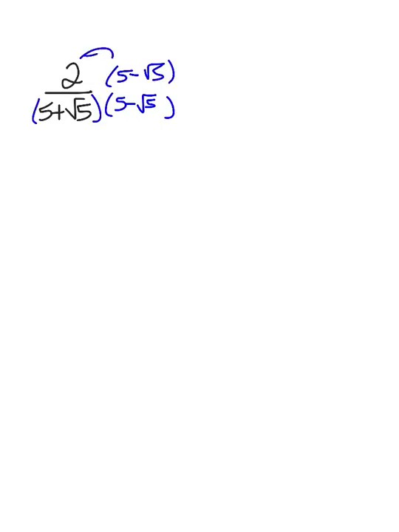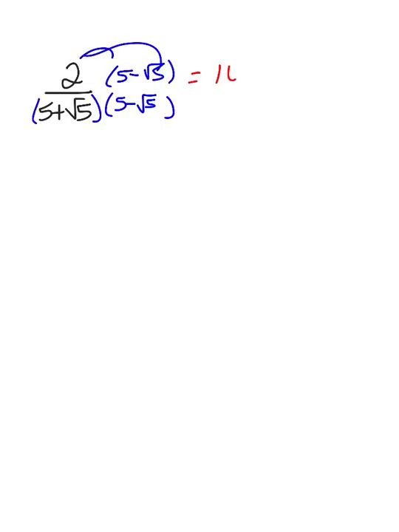Okay, so 1b is 2 over 5 plus the square root of 5. So I have a binomial in the denominator, so I multiply by the conjugate, which is 5 minus the square root of 5. So make sure you distribute the 2.